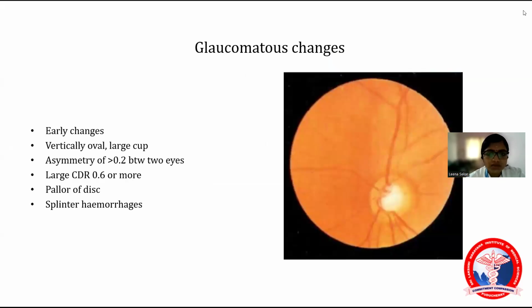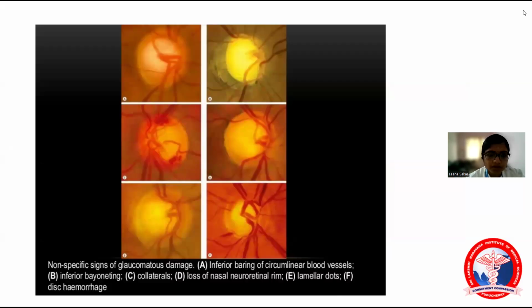In early changes, we can see a vertically oval cup, and there will be asymmetry of more than 0.2 between the two eyes. And otherwise, in one eye, we can get a large cup disc ratio of 0.6 or more, and there will be pallor of the optic disc also, and splinter hemorrhages. Splinter hemorrhages appear like flame-shaped hemorrhages around the disc. These are some non-specific signs of glaucomatous damage.